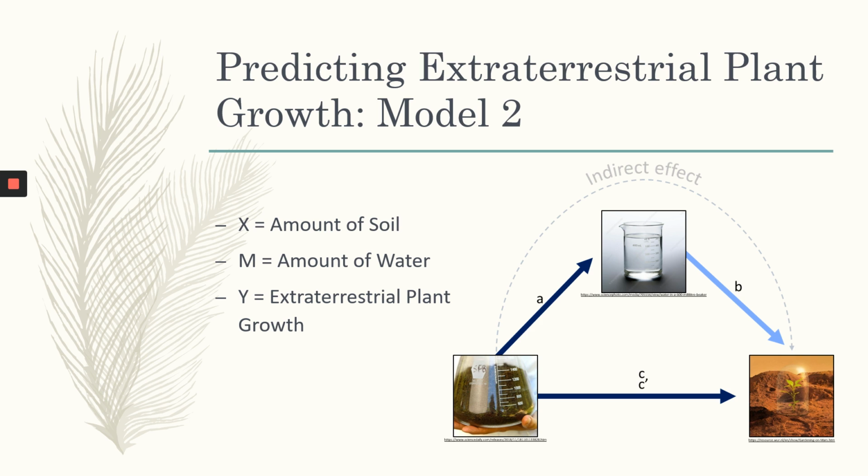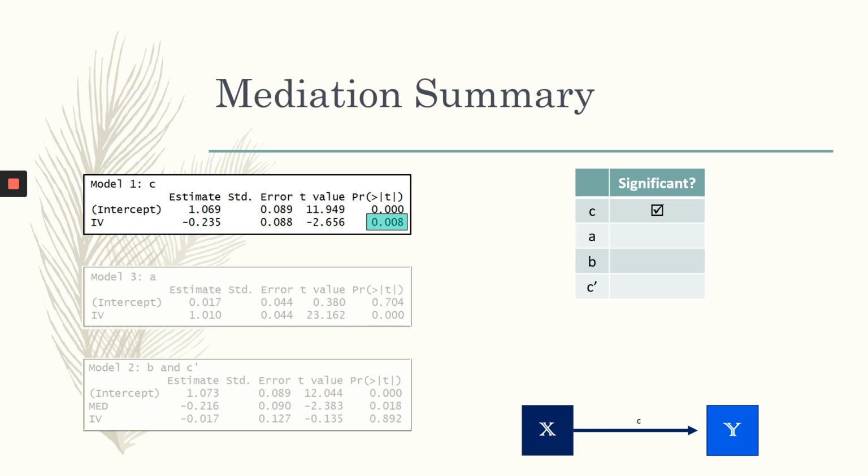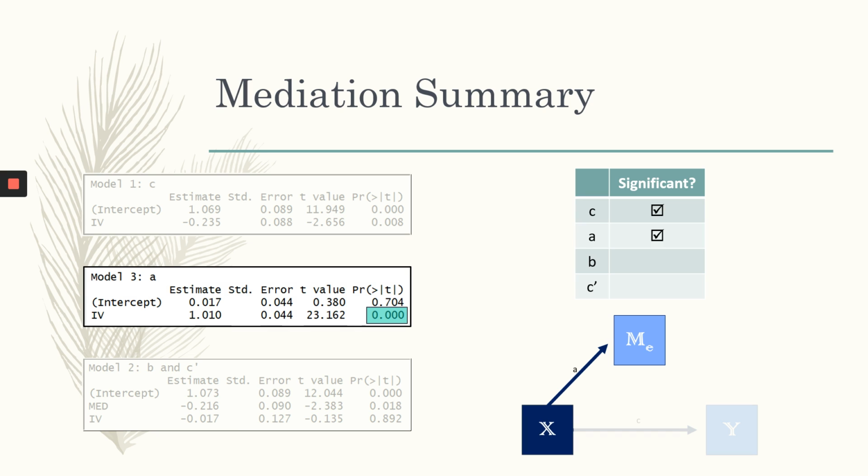Moving to our second mediation model, we will be looking at how the amount of water given to a plant mediates the relationship between the amount of soil and extraterrestrial plant growth. Here are our variable relationships once more, starting with C, or how plant growth is affected by the amount of soil per plant before amount of water is introduced. As indicated by the highlighted p-value, C is significant, so we can continue our test.